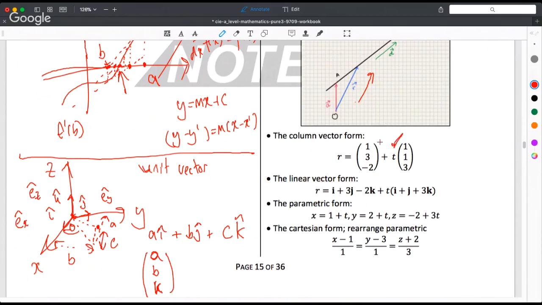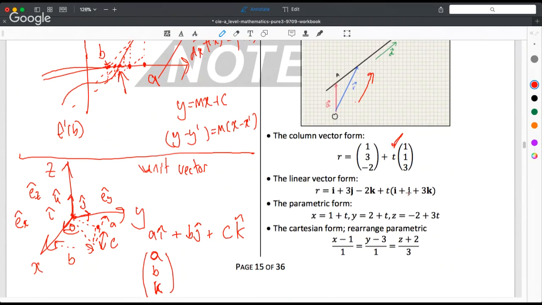And if I just expand this out in terms of the unit vectors, so I need 1 times i, 3 times j, minus 2 times k, which is what they've got here, and then t times 1 lots of i, t times 1 lots of j, t times 3 lots of k. So that's what this part is here.